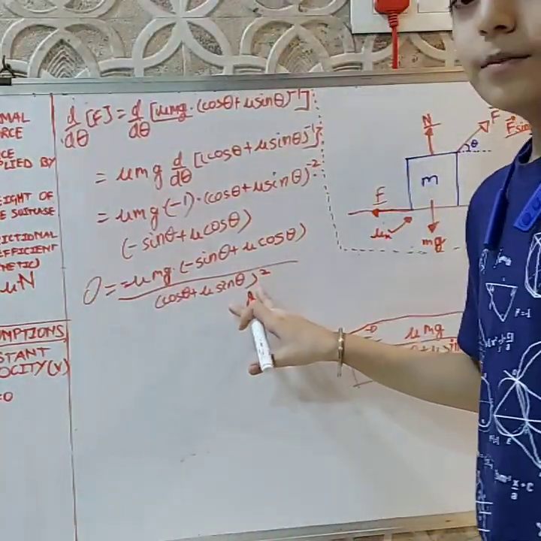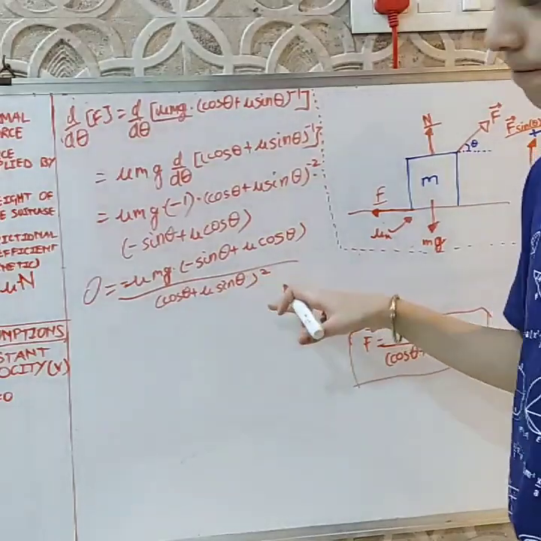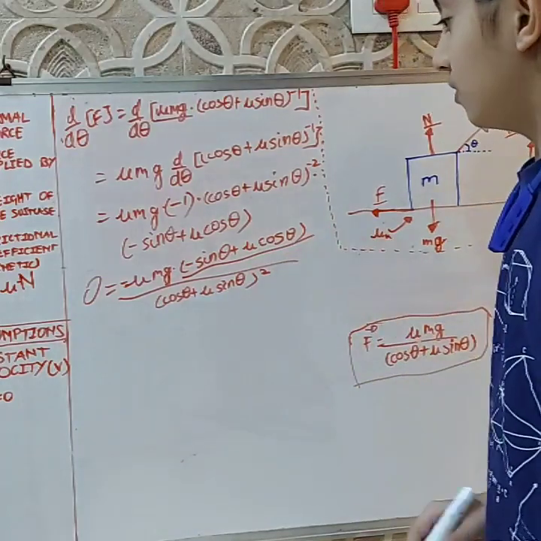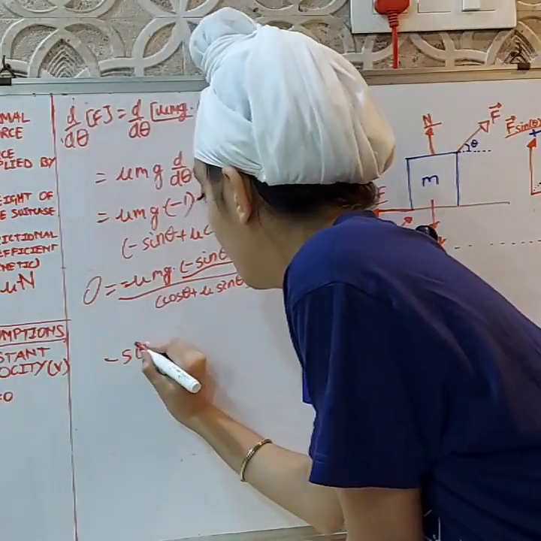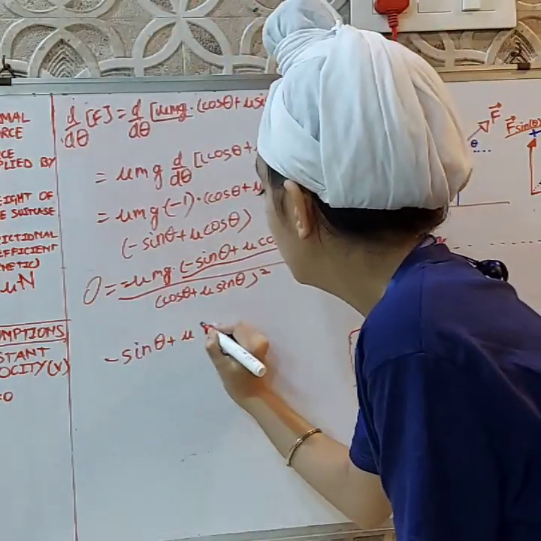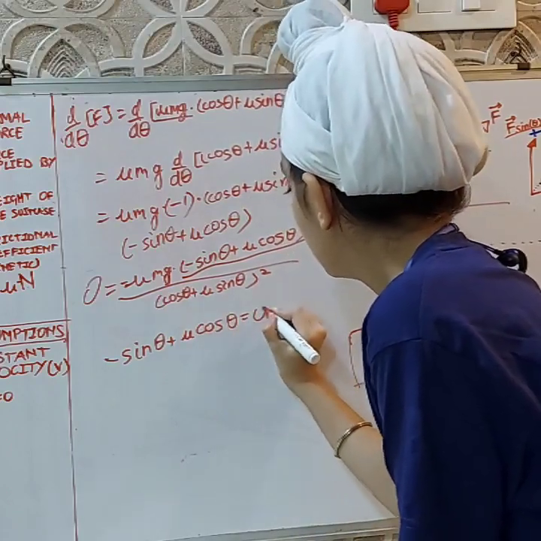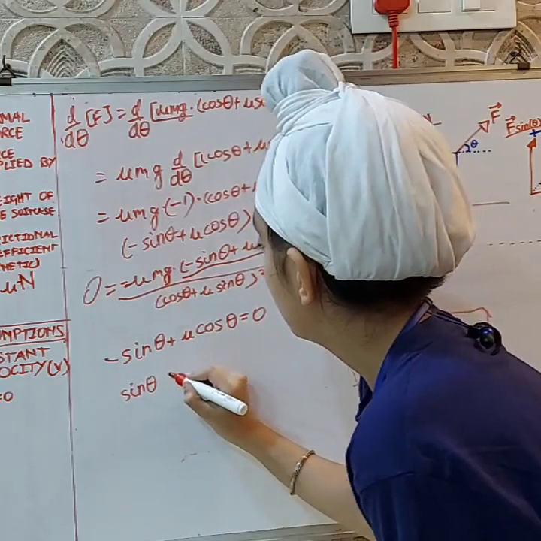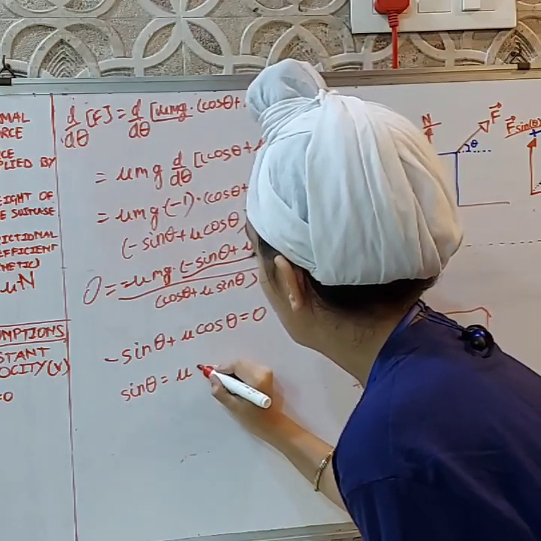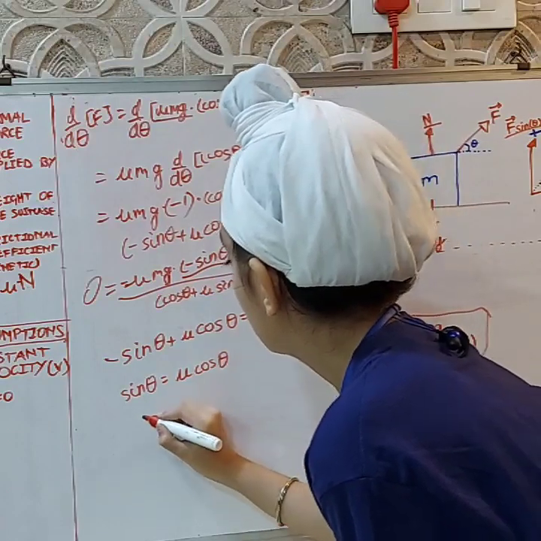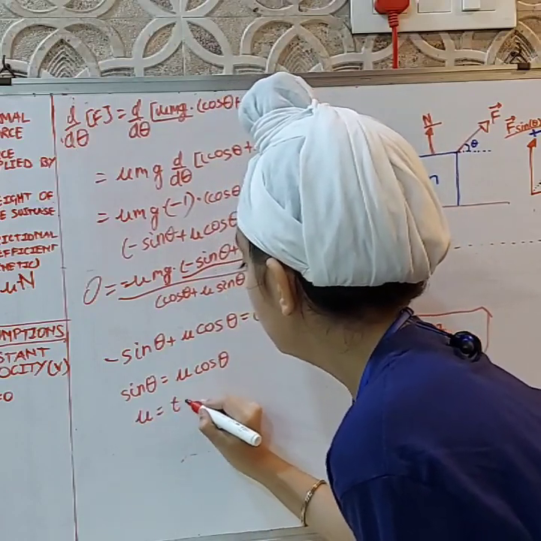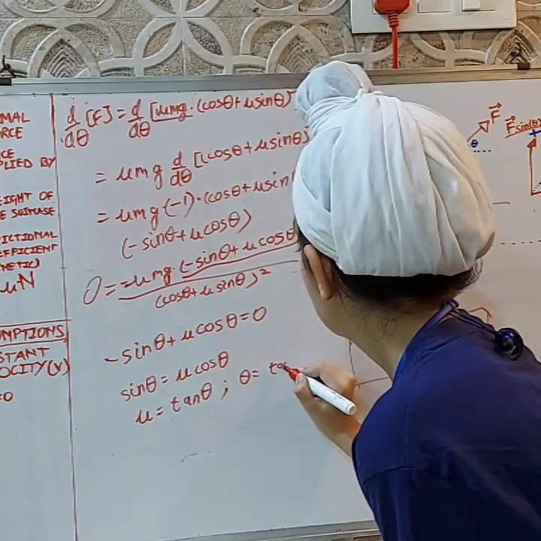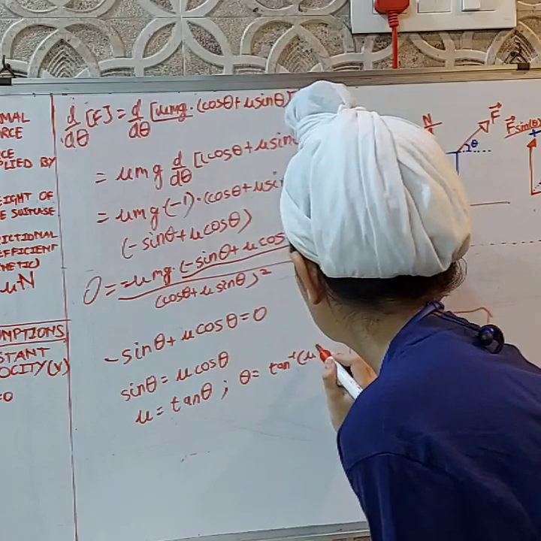Now this can be equated to 0. The denominator cannot be 0, otherwise this will be undefined. Mu mg cannot be 0 because that is a constant. So this term has to be 0. We can equate it to 0: minus sine theta plus mu cosine theta is equal to 0. That means sine theta is equal to mu cosine theta, or mu is equal to tan theta, which also means that theta is equal to tan inverse of mu.